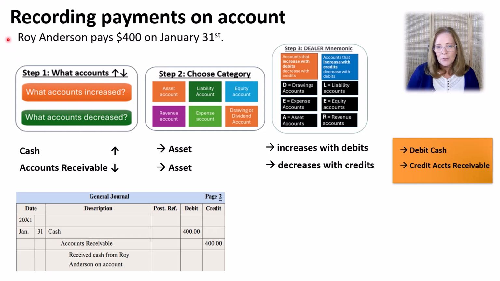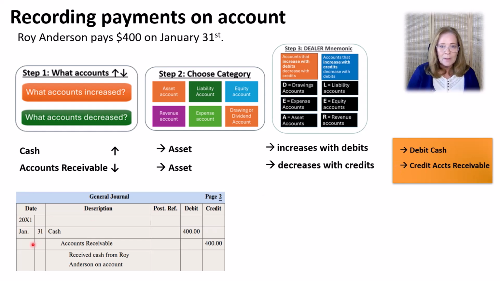In the third transaction, the credit customer Roy Anderson pays Max Out Sporting Goods on January 31st for the merchandise bought on January 3rd. In this transaction, cash increases and accounts receivable decrease. Cash is an asset and assets increase with debits. Accounts receivable is also an asset, but the company's assets decreased and assets decrease with credits. That means we debit cash and credit accounts receivable.